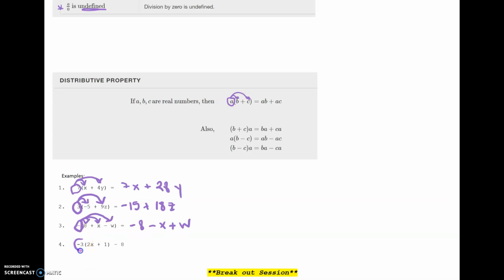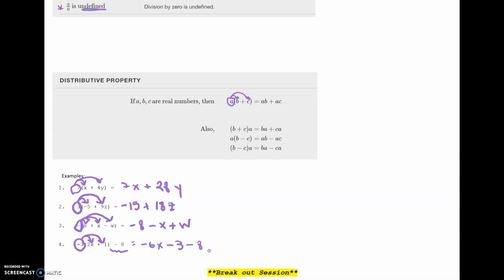Okay, so now I'm going to take the negative 3, for example 4, and I'm going to distribute it, but only to the things inside the parentheses, okay? Keep in mind, this part, that minus 8, is not in the parentheses, so you do not distribute it to that. That's kind of a tricky thing to remember. So negative 3 times 2x is a negative 6x. Negative 3 times 1 is negative 3. And then minus 8.